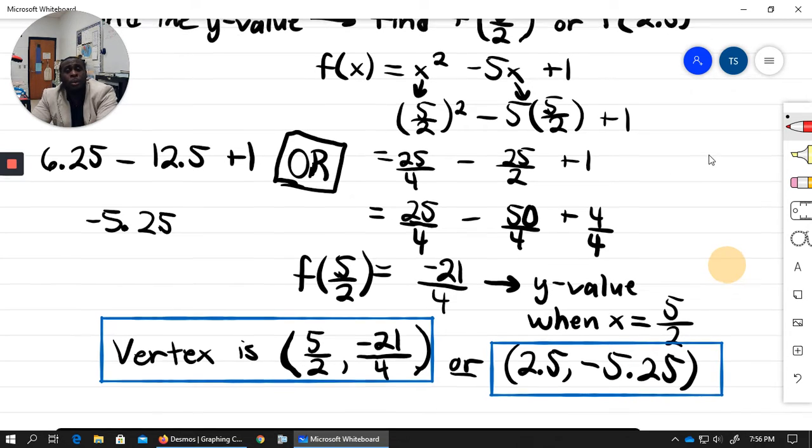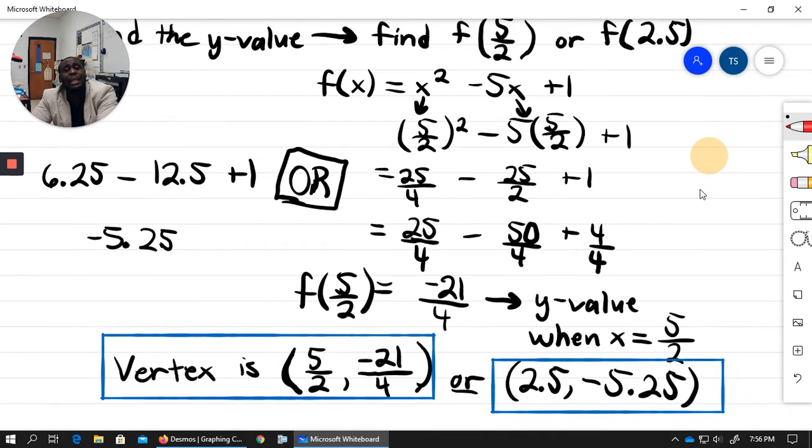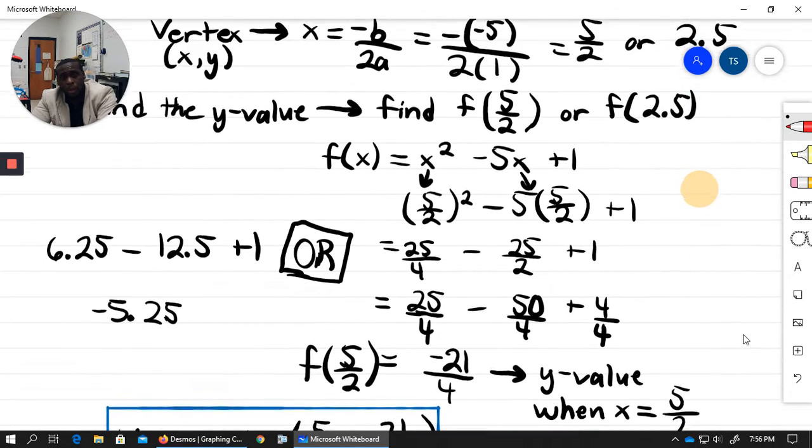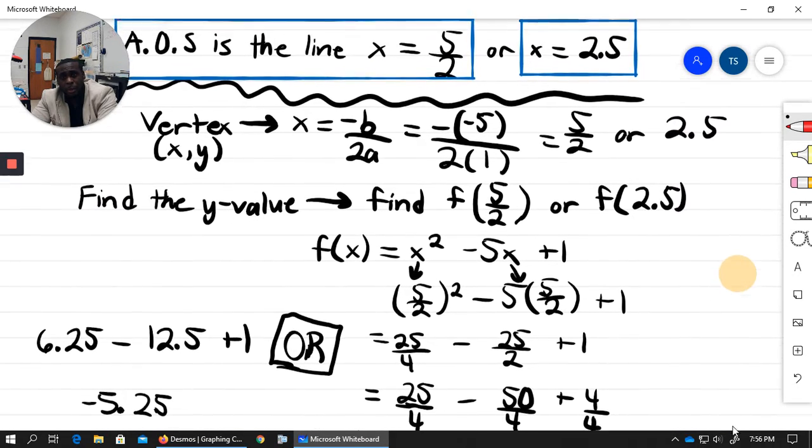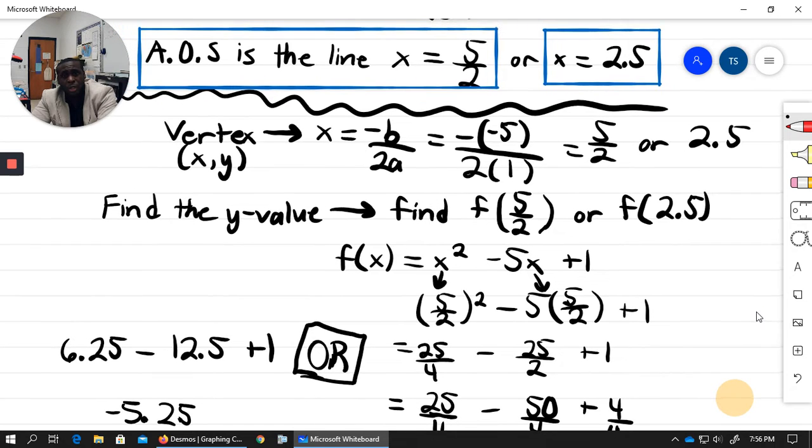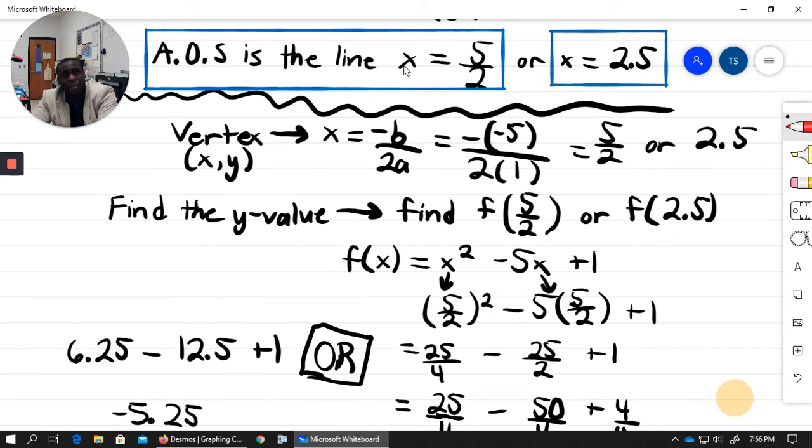So again, folks, remember with the vertex, you have got to write it as an ordered pair. And if you don't, it's going to be wrong. And remember, for axis of symmetry, you've got to write that as the equation of a line. And for quadratics, that's going to be written as x equals some number.